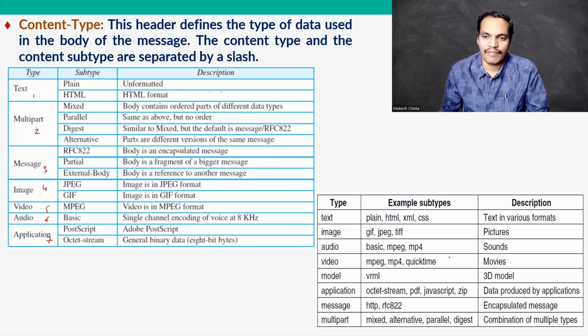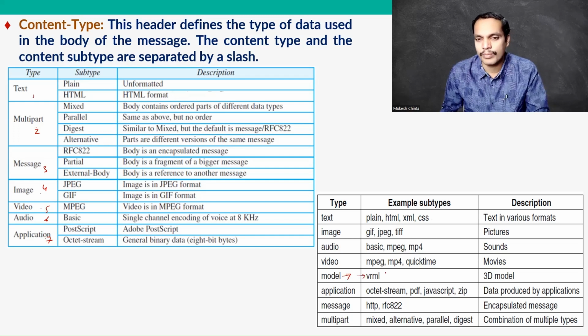Every year, slowly we keep adding more and more subtypes. Earlier it used to be only MPEG. Now we can send MP4. Now we can send QuickTime. All those video formats can also be added to the email as attachments. This model type is the latest one which is added.